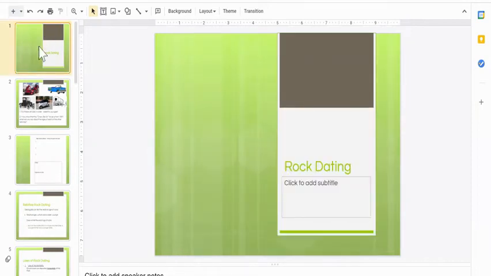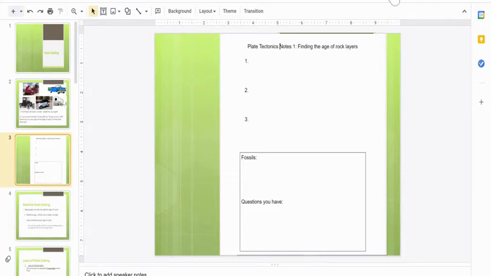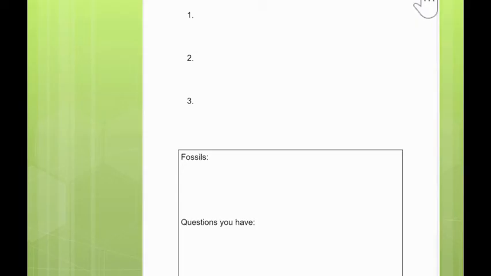All right, everyone, let's go ahead and get started with our first set of notes for plate tectonics. Create a new page in your science notebook and title it Plate Tectonics Notes 1, Finding the Age of Rocks. Put a 1, 2, and 3 because we're going to learn about the 3 rules of aging rocks. Give yourself some space to write in.